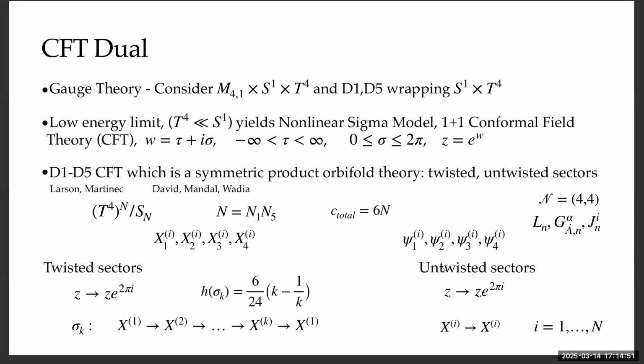So I wanted to motivate the states that we were interested in from the D1, D5 system. The D1, D5 CFT is a 1+1 dimensional CFT. Essentially, you look at D1s and D5s wrapping S1 and T4, but you take a low energy limit, and you consider the field theory on this system. It's an orbifold field theory, which means that you have sectors that are twisted or untwisted. It has superconformal symmetry. We have 4 generators on the left and 4 on the right. So we have these Virasoro generators, we have the supercharges, and we have the current operators. These are SU2 current generators.